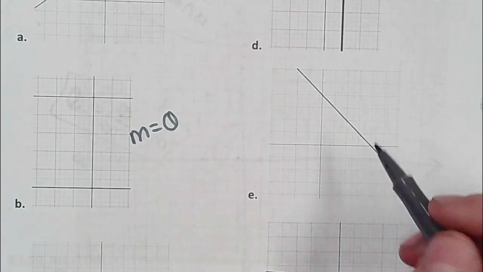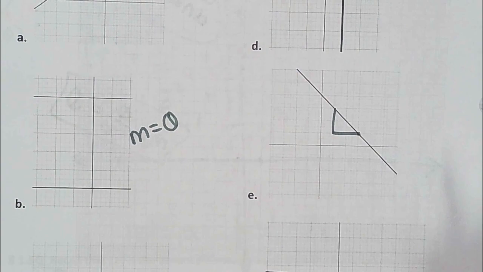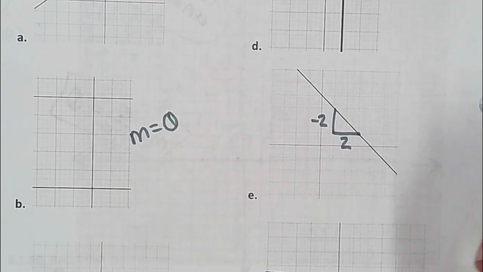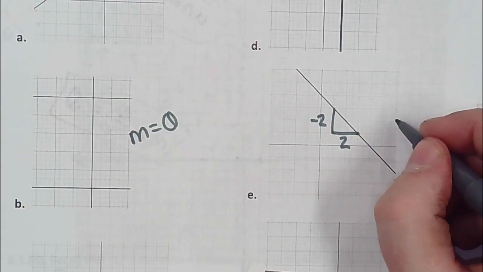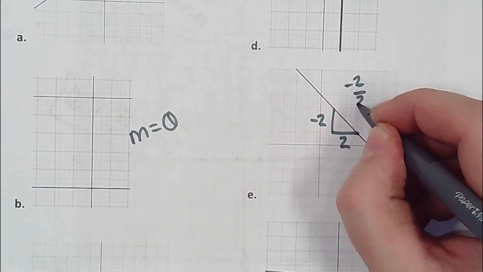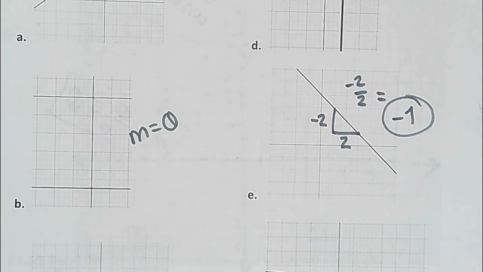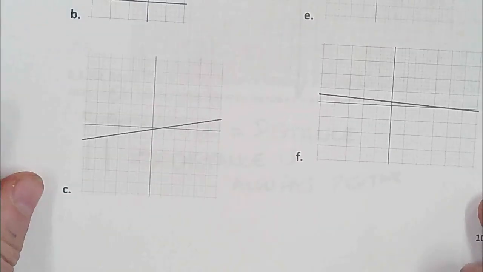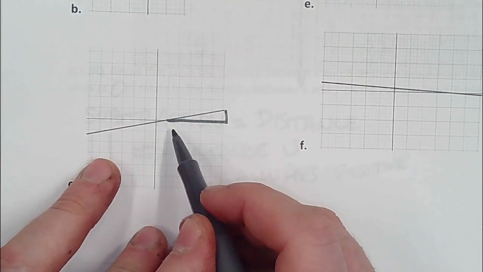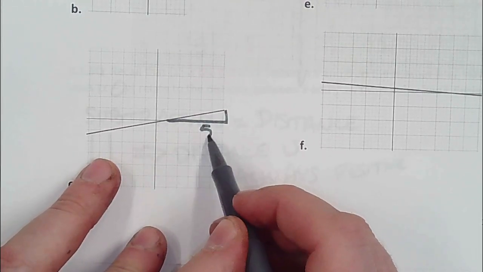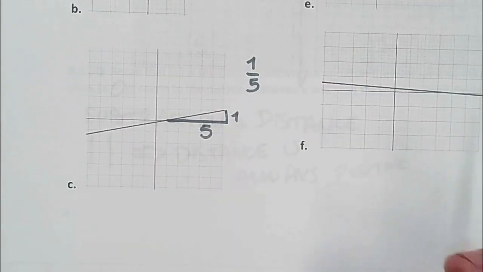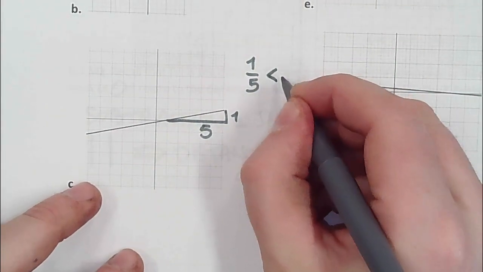For this one, it's definitely negative because we're going down to the right. So down like -2 and then over 2. If that's my slope, and that's an estimate, it looks like it's equal to -1. Negative 2 over 2 is -1. For this one, definitely positive. We're going to the right and up. Looks like 1, 2, 3, 4, 5 to the right and 1 up. That's 1/5 of a slope, which makes sense. It's not super steep, and that is less than 1.